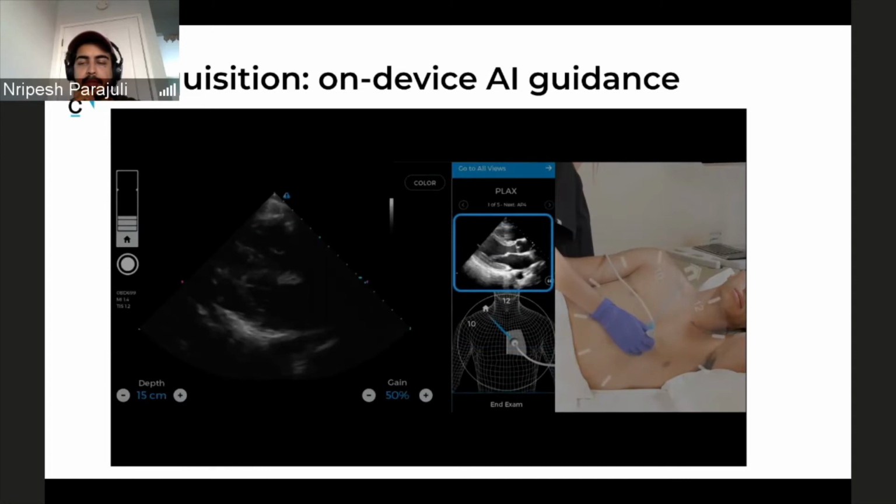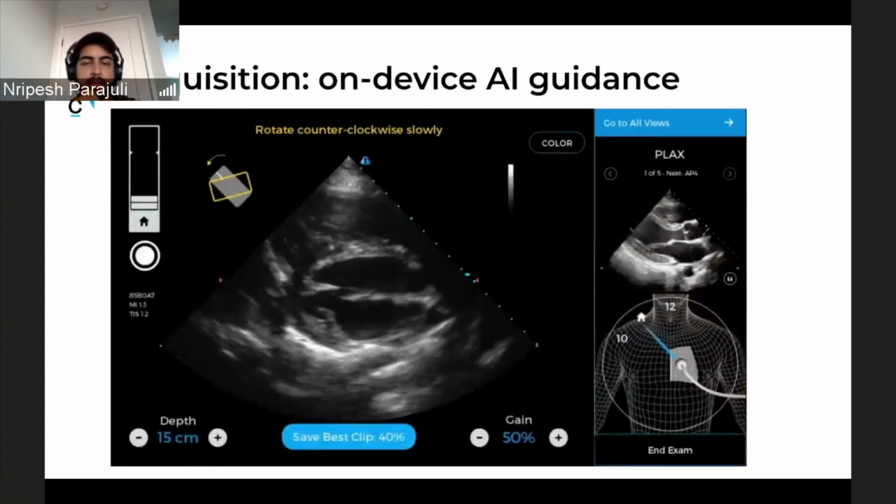Yeah, that's the positioning, the reference image.